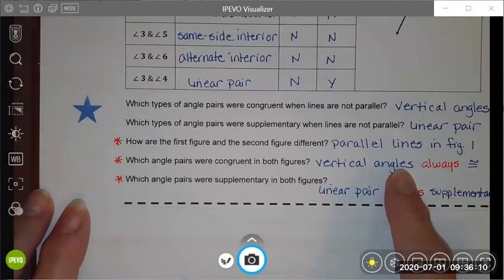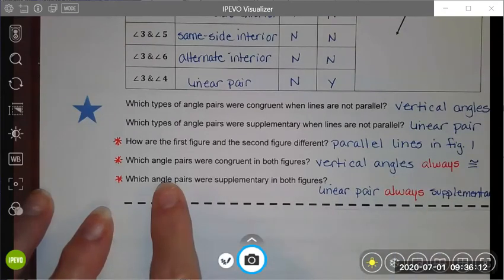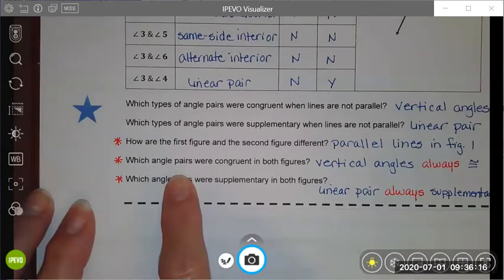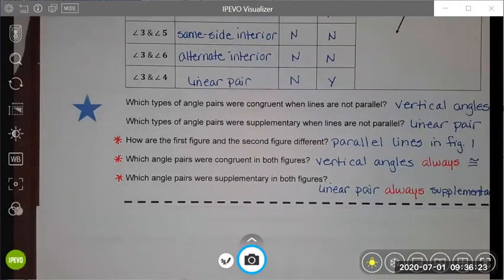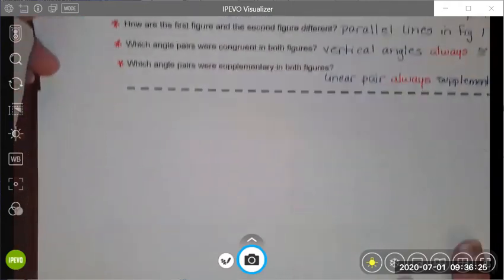And if we don't know that lines are parallel, we can't conclude those same things. Regardless of parallelism, vertical angles will always be congruent, and linear pairs will always be supplementary. Those are some general things that we can walk away with.